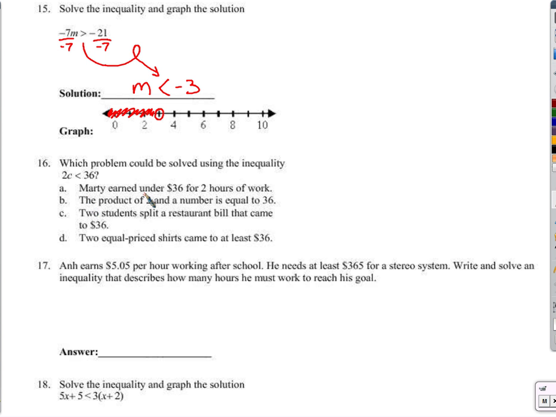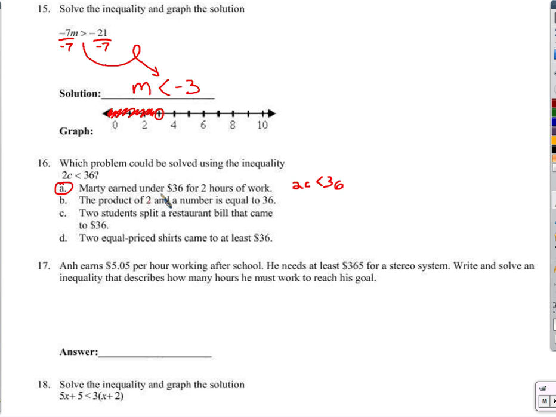Marty earned under $36 for 2 hours of work. Okay? So if C represents his pay, then 2 hours times C dollars per hour, it says under, right? Under 36, less than 36. This comes out to be less than 36. And what do you know? Right there, choice A is exactly appropriate for that inequality.